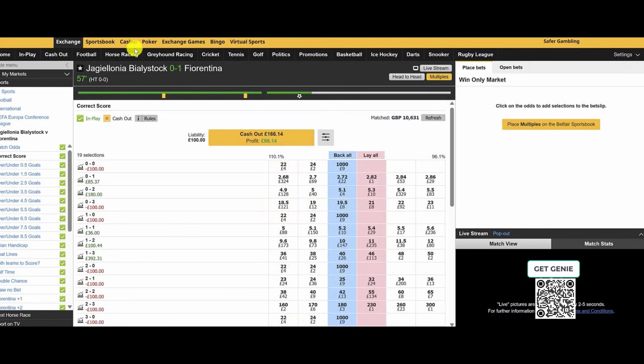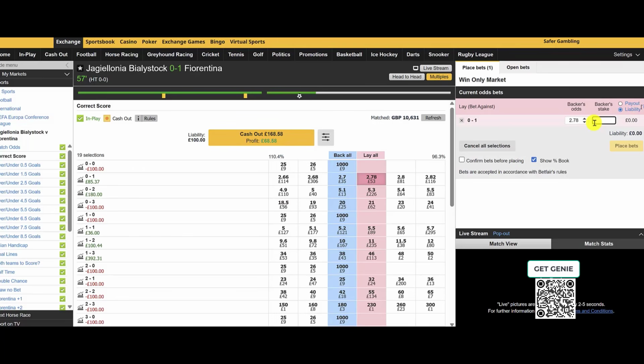57 minutes on the clock. Fiorentina have taken the lead. And that is no huge surprise to us. We did see that they were edging towards this at half time. So obviously we're on this 1-0 score. We've got big green on that 0-2. We're going to make the 0-2 our new target score with enough time on the clock for another goal at least. As said, we're kind of going towards a low scoring win in favour of Fiorentina.